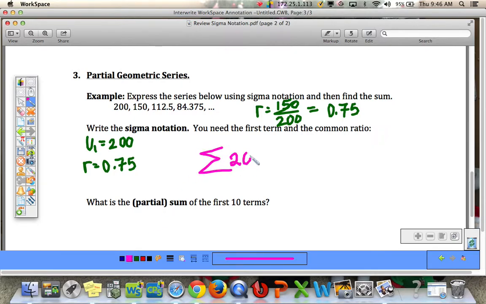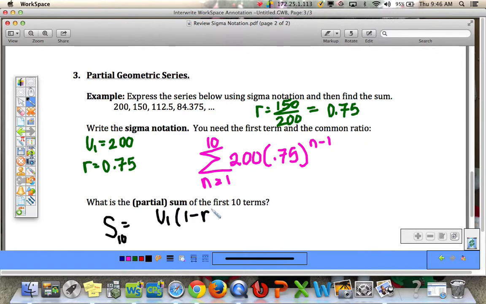All right, the sigma notation. Again, we have our starting value. We have our ratio. We're going to do it to the n minus 1 power, so that when the first term is 1, this will be 1. And we want the partial sum for the first 10 terms, so I'm just going to go up to the 10th term here. Again, you can list them all out and add them together, or use the formula, and the sum formula will be the sum of the first 10 terms. The first term times 1 minus the ratio to the n power over 1 minus the ratio.